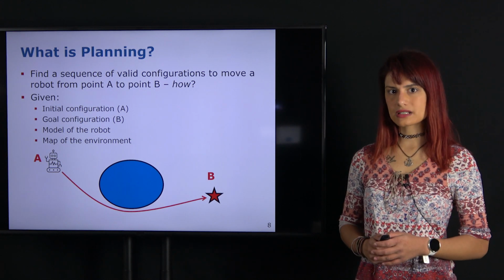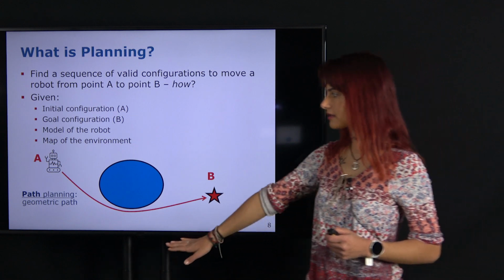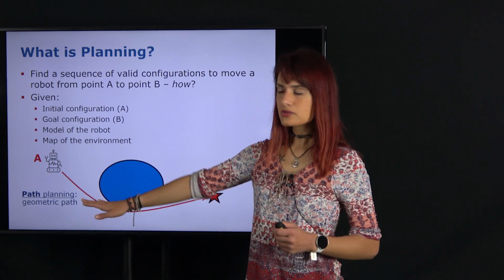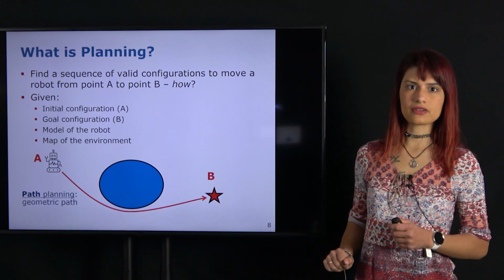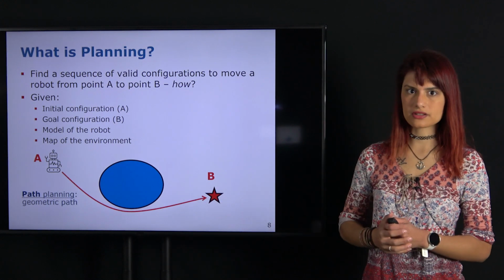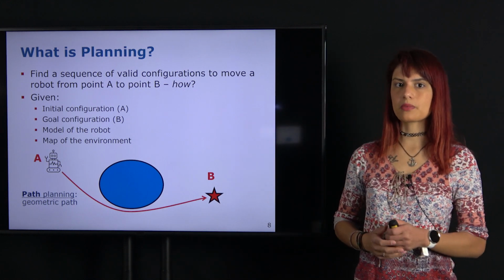Now, an important distinction to make in terms of motion planning is what a path is. When we talk about paths, we simply talk about the geometry of where we want the robot to go in the environment, for example, to avoid obstacles. So this is something that we can simply draw in a map of the environment.